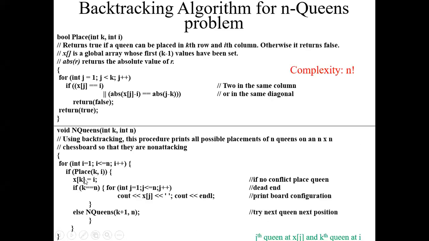So in the code, we are placing the queens one by one. Recursively, we are calling for placing the next queen in the main process, and then we are checking whether it is feasible for us to place the queen or not by this place method. This place method is checking for the same column and the same diagonal.